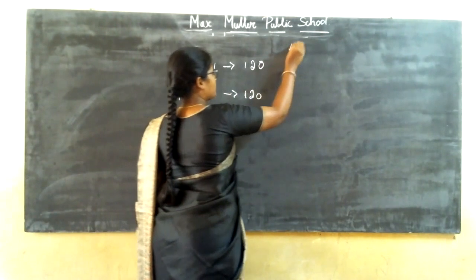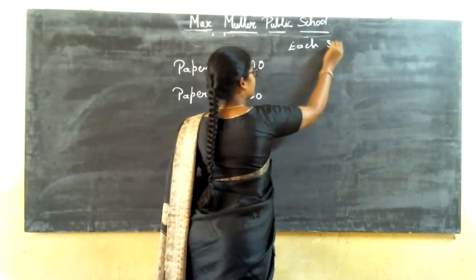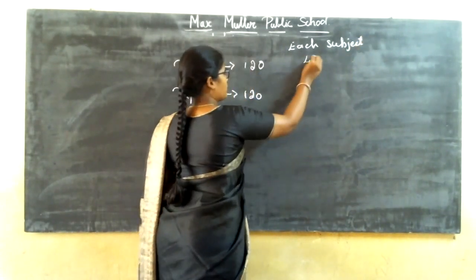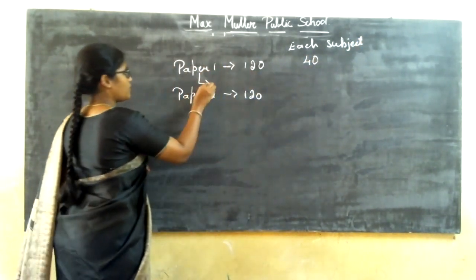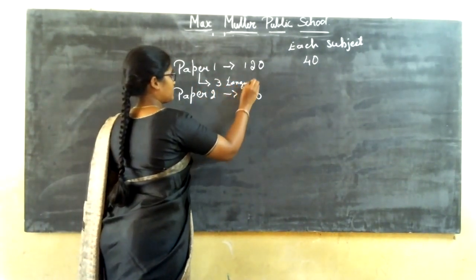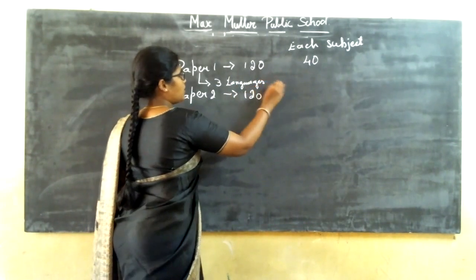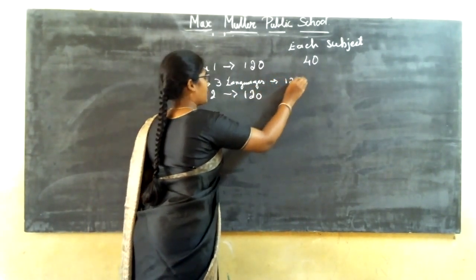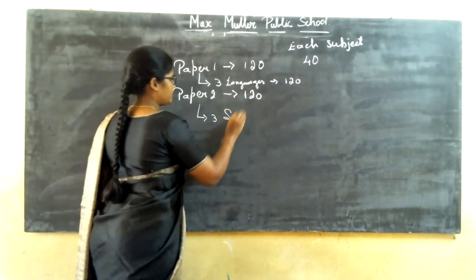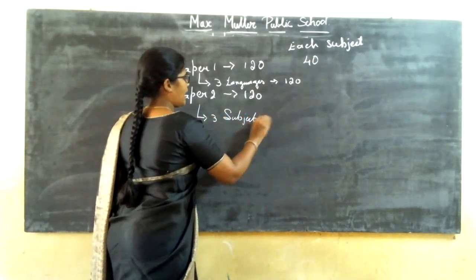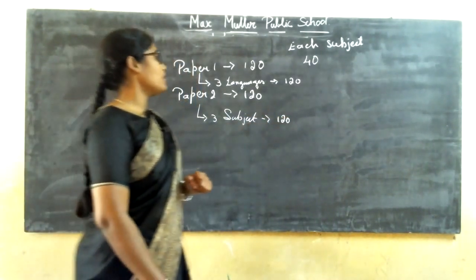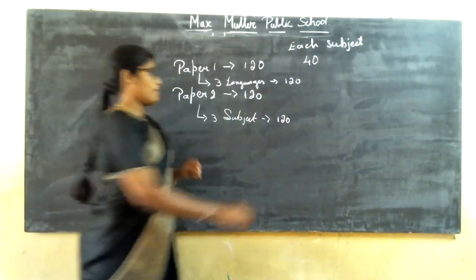Each subject will be of 40 marks. Since paper 1 consists of three languages, each 40 marks, it will be 120 marks, and paper 2 will be of 3 core subjects, and that will also be each 40 marks, and the total paper marks will be 120 marks.